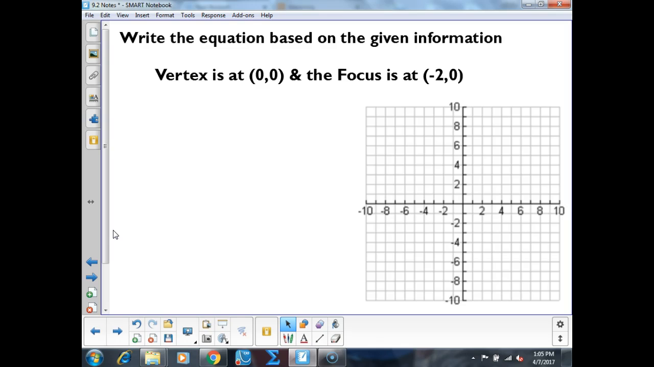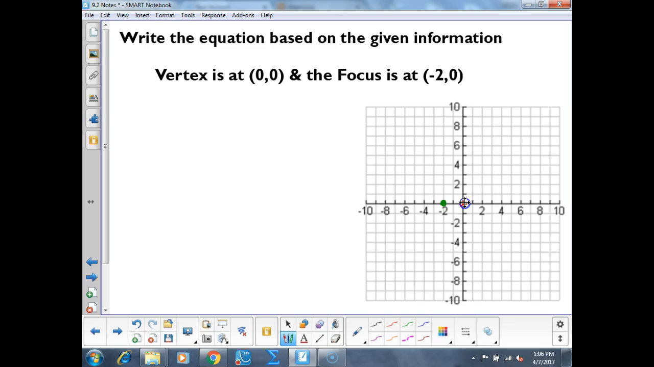So what we have here is our vertex at the origin. We also have our focus at the point (-2, 0). How do you know the width? We don't know the width. But that's okay, we'll find it.